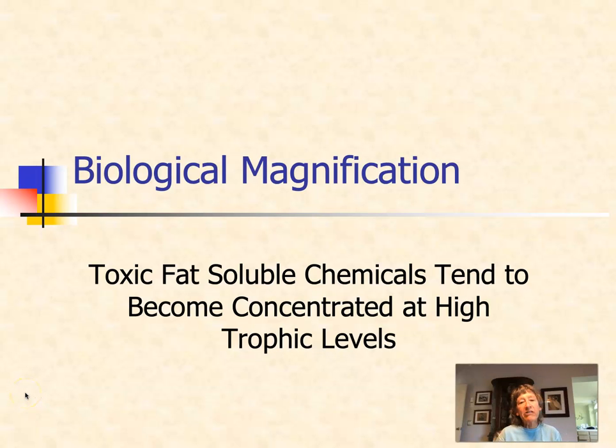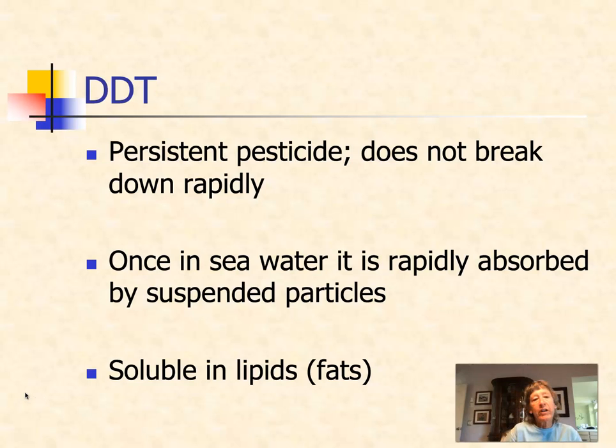I would like to do a quick explanation of biological magnification. Biological magnification has to do with toxic or poisonous fat-soluble chemicals. And these tend to become concentrated as you move up the food chain or as you move to higher trophic levels. An example would be DDT.